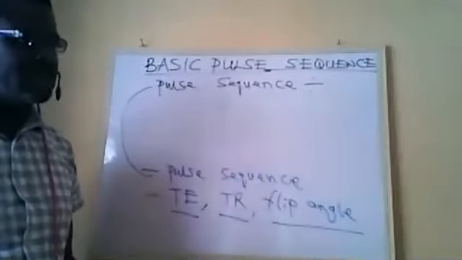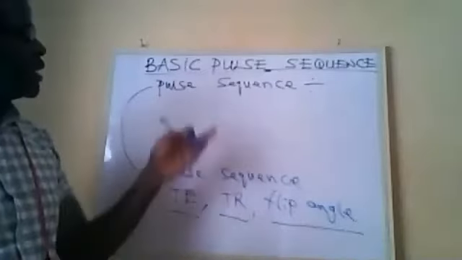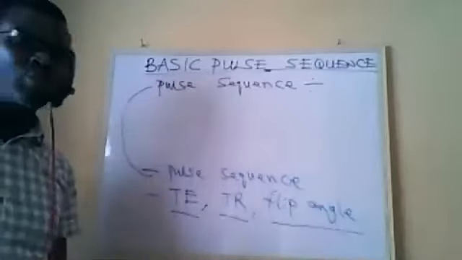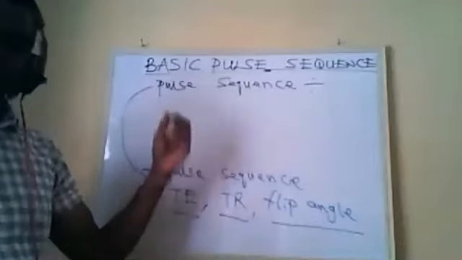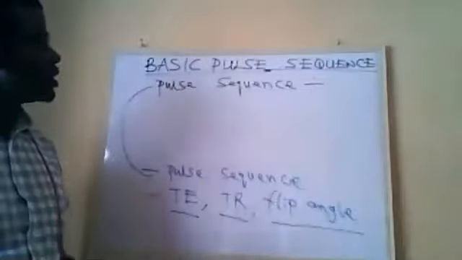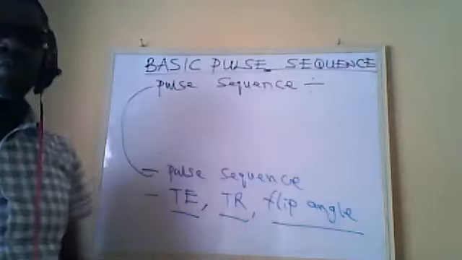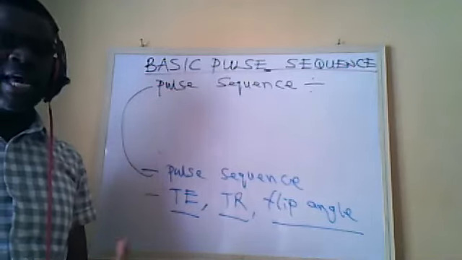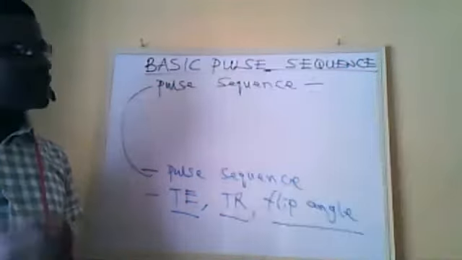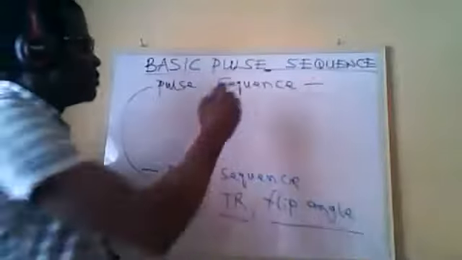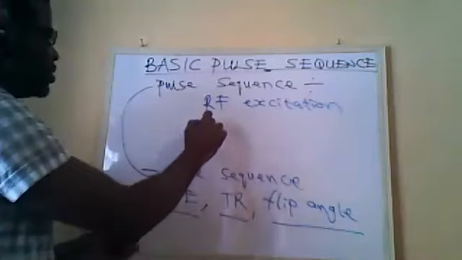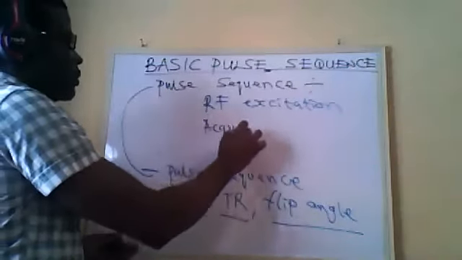After exciting the slice we want to image, you can get a signal at any point in time. But the kind of sequence we put into the machine will determine whether we are going to have a very good contrast or a very, very poor contrast. So pulse sequence is those series of steps we take before we finally get a signal. Mostly it involves RF excitation and acquisition of the image.